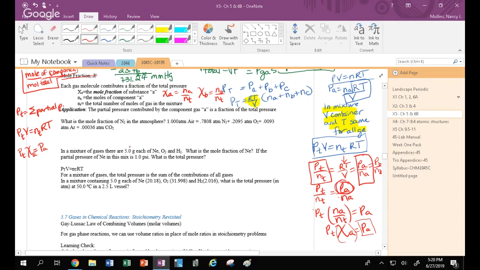For example, in air, which is at sea level, roughly 1 atmosphere, 78% of it is nitrogen, and about 21% is due to oxygen. And usually there's a fair amount of argon and CO2 in the air. So the question first off is, what would be the mole fraction of nitrogen? Well, how many moles of nitrogen do I have?